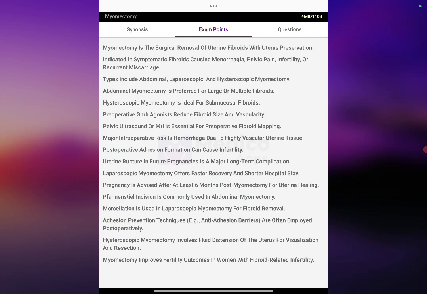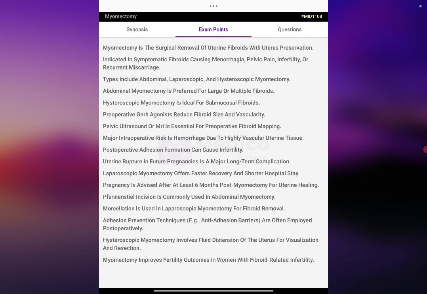Preoperative GnRH analogues reduce the fibroid size and vascularity. Pelvic ultrasound or MRI is essential for preoperative fibroid mapping. The major intraoperative risk is hemorrhage due to the highly vascular uterine tissue. Postoperative adhesion formation can cause infertility. Uterine rupture in a future pregnancy is a long-term complication.